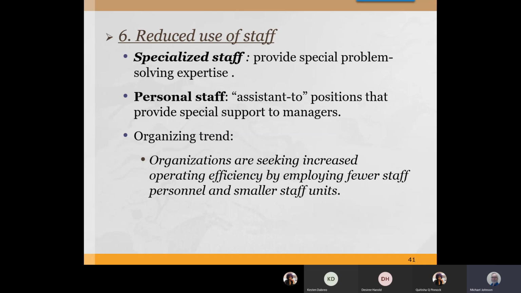Organizational trends, organizations are seeking increased operating efficiency by employing fewer staff, but highly specialized. So they're looking for people with high levels of skill sets.